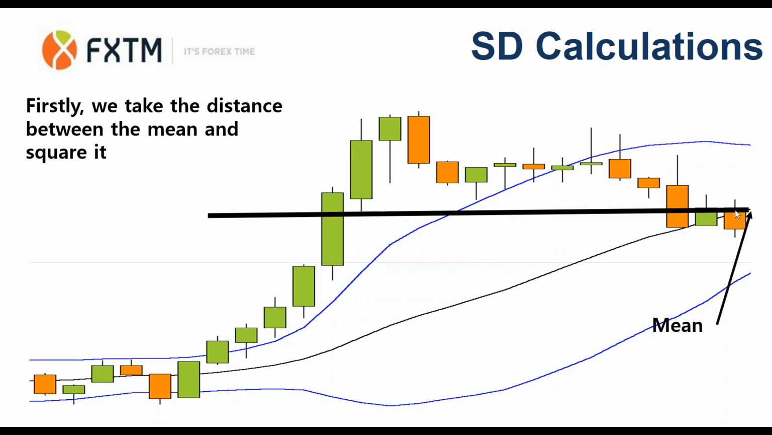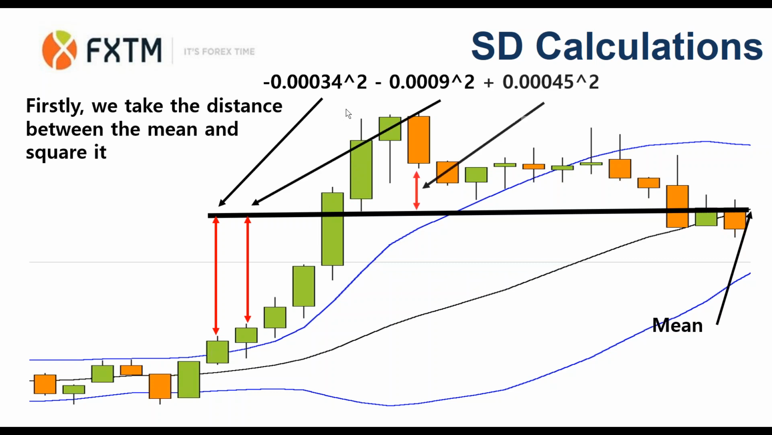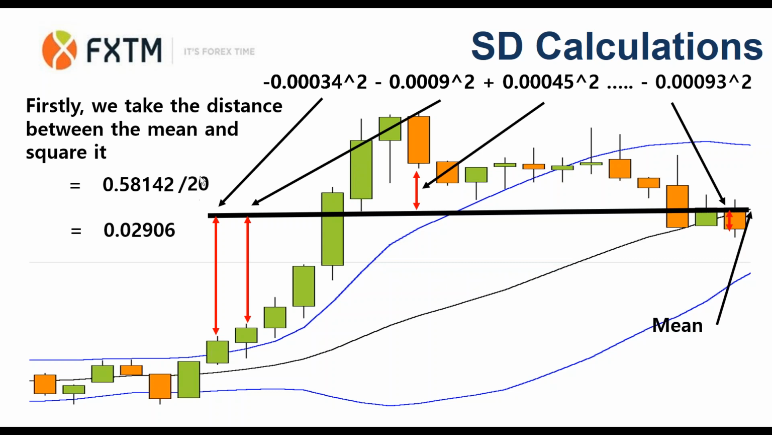So we already calculated the mean in the previous slide, okay? Then from there, we're going to take the distance between the mean and the closing price, and we're going to square it. So we add all these numbers up until the last candle, okay? And then we're going to get a total again. From there, we are going to divide this number by 20. And because we squared everything, now we want the square root again of that. So the value here is 0.17046, okay?